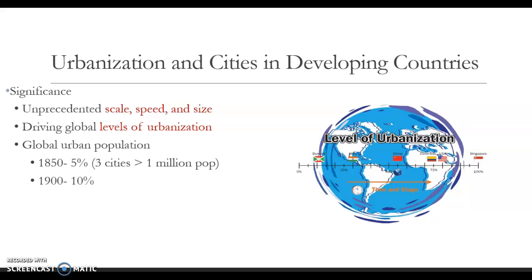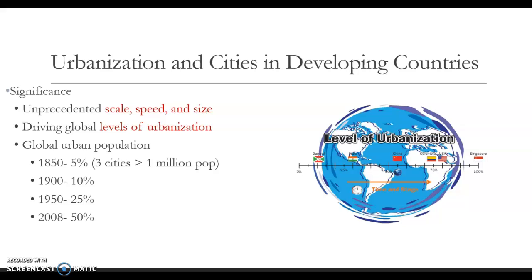By 1900, we doubled the percentage of people living in cities. We're up to 10% as urbanization followed industrialization throughout Western Europe and North America. By 1950, about a quarter of the world's population lived in cities. At this time, New York City was a global leader in population. New York, London, Beijing.